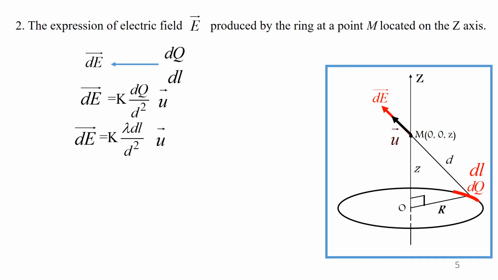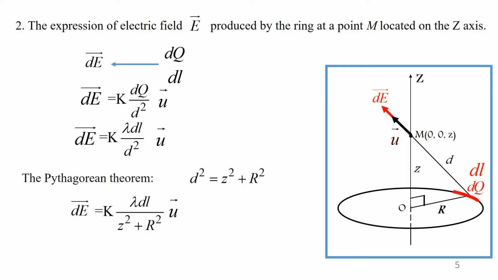Here we need to write d with respect to the data of the exercise, I mean z and r. Here you see in the picture it's very obvious that d squared is equal to z squared plus r squared. We replace in the expression and we get this one. The next step is to find the total field E.